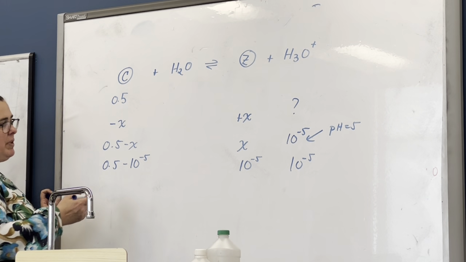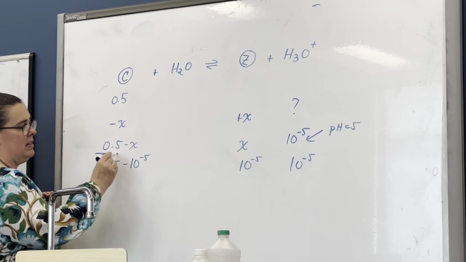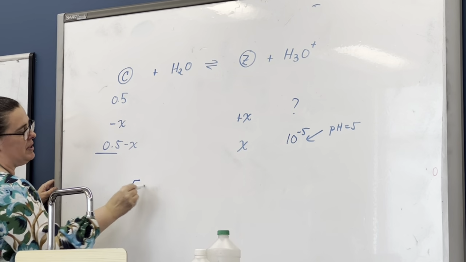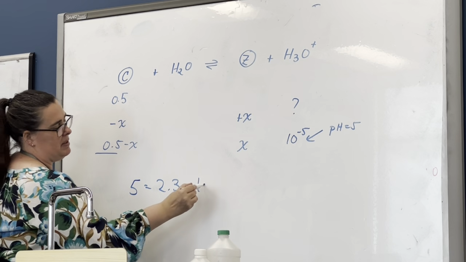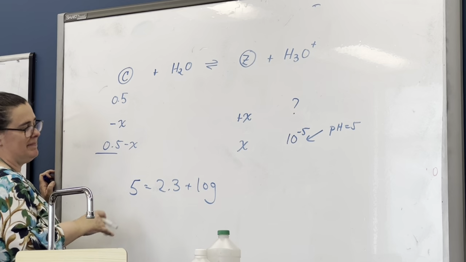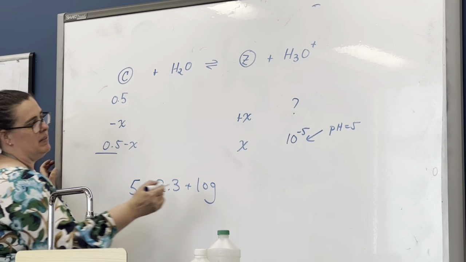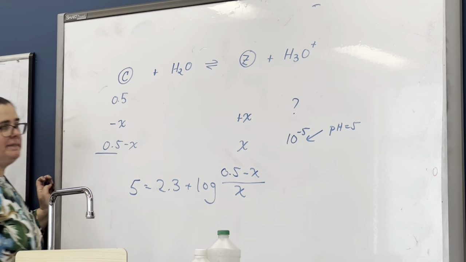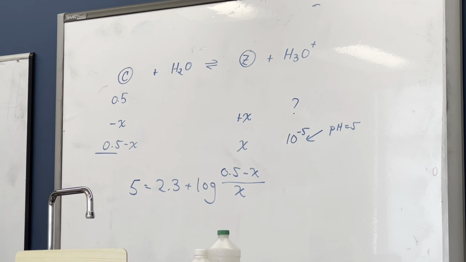And so what did you do after that? 5 equals 2.3 plus the log. I did the equation. So 0.5 minus x squared. Okay, that's what I mean. Okay. I agree with you. Do you agree with her?